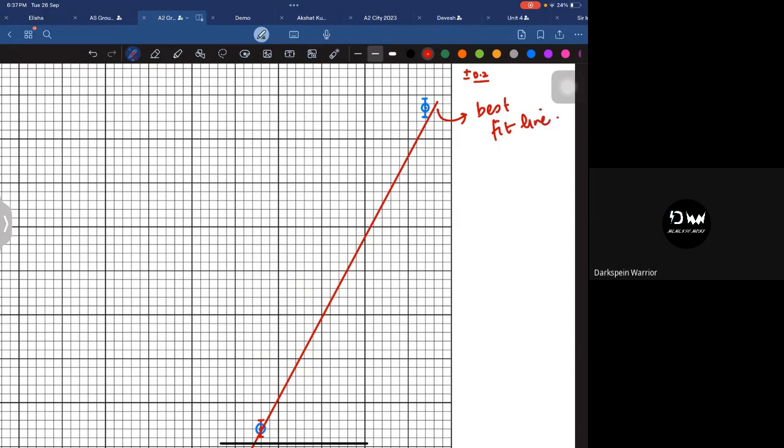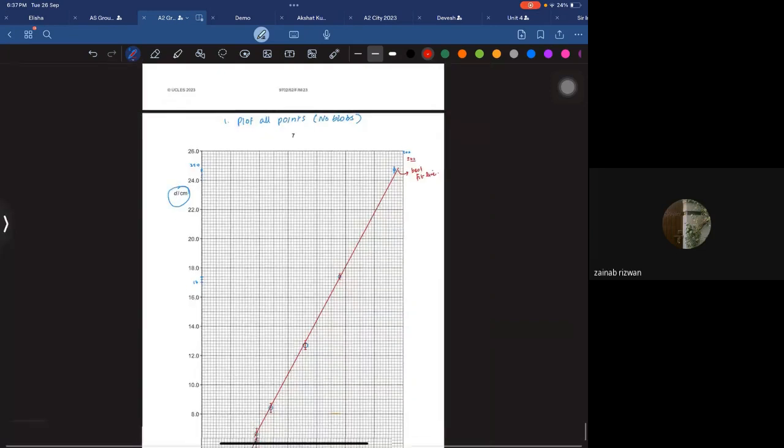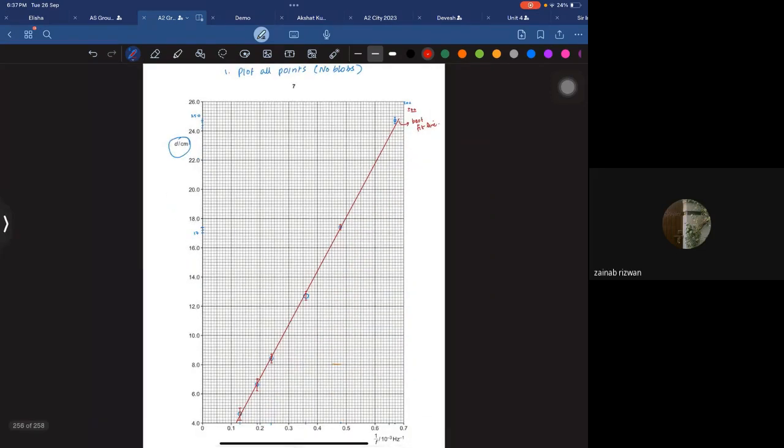Yes. Sir, what if the points are above the line? If two points are above the line and none of them are below, then it's a wrong line. You have to redraw that. Okay. And do we have to redraw it with pencil or with pen? You can do this with the pencil, obviously, because you need to correct it if it goes wrong. Using a pen in this would be a terrible idea, actually. Okay.